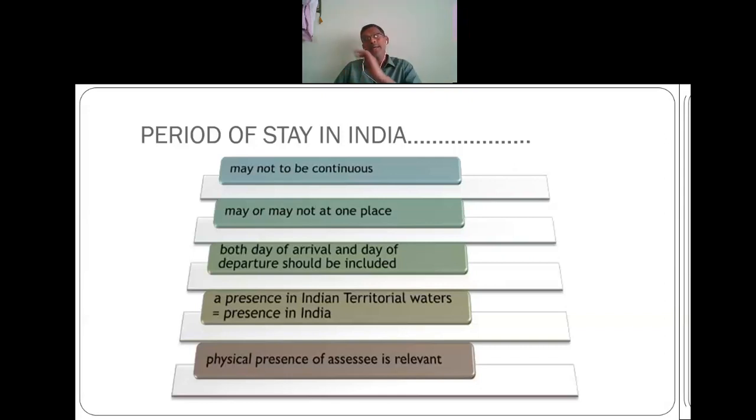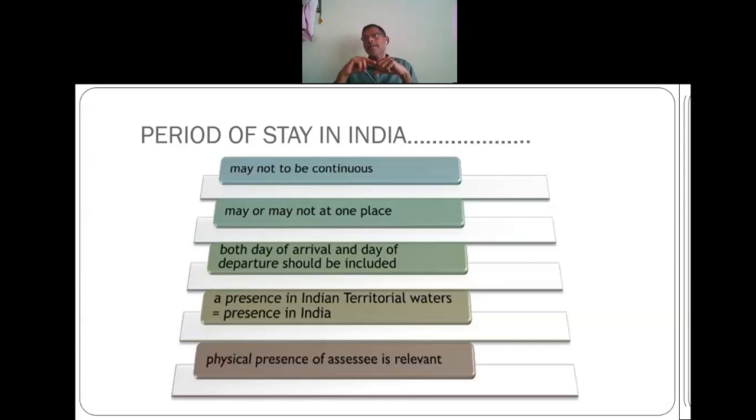Then we move to the compulsory conditions, to assess whether you are an ordinary resident or not ordinary resident. If you want to retain ordinary resident status, there are two compulsory conditions. You must have been a resident in 2 out of the 10 years preceding the previous year. And the total period of stay must be 730 days or more in the 7 years preceding the previous year.